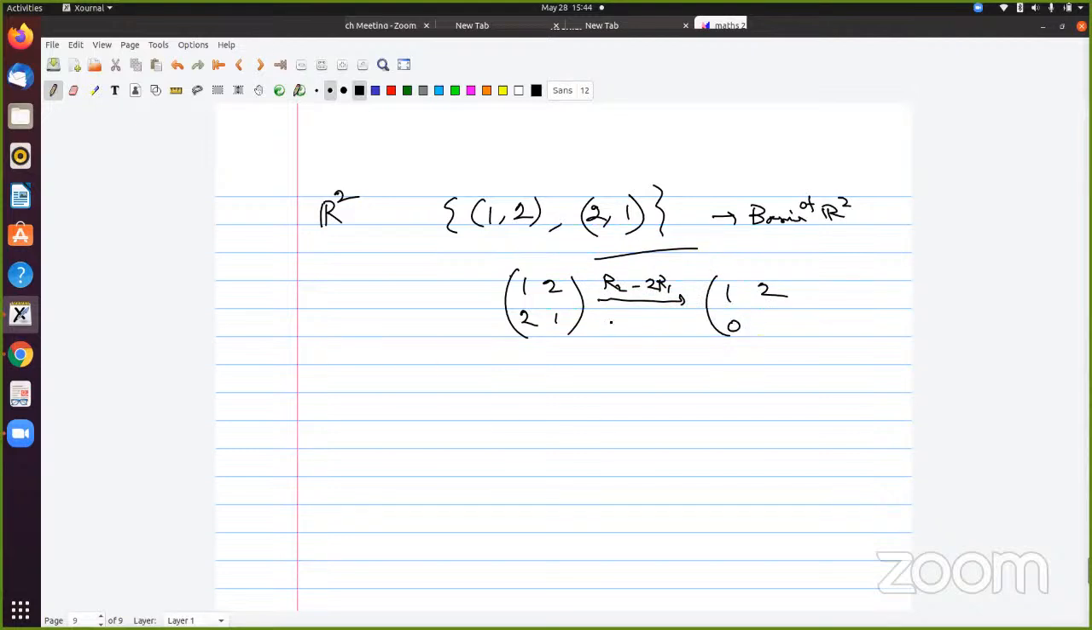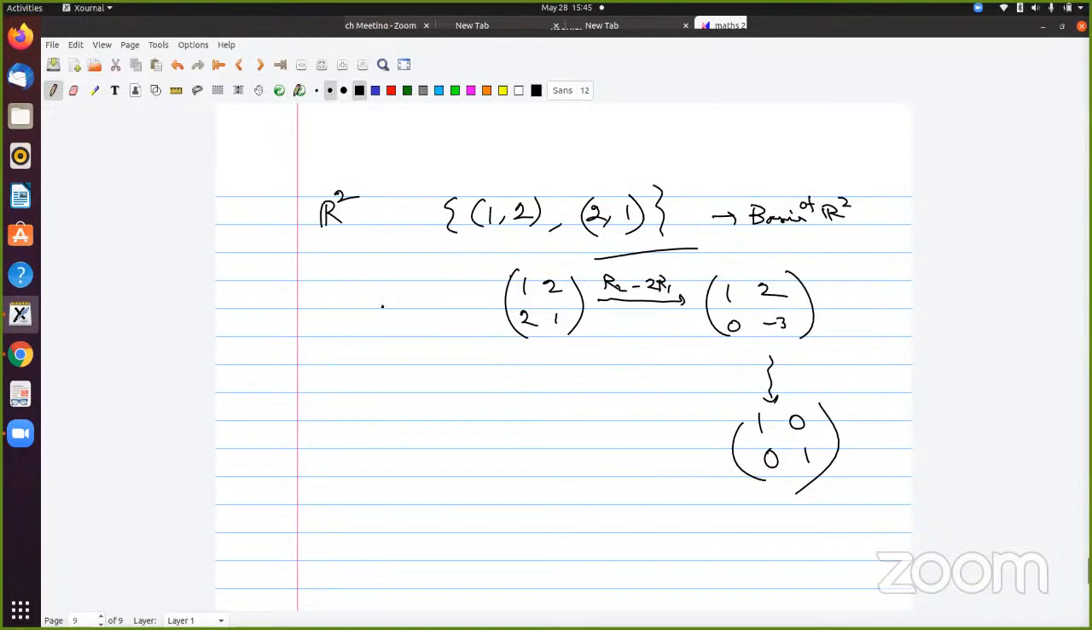By row operation, you will take it to 1, 0, 0, 1. Then the second vector becomes minus 1, no, you are going to get minus 3. Divide it by minus 3, and by this operation you will get the reduced row form. Now it will reduce to the standard form. Similarly, you can reduce any basis to the standard form, and that's all.